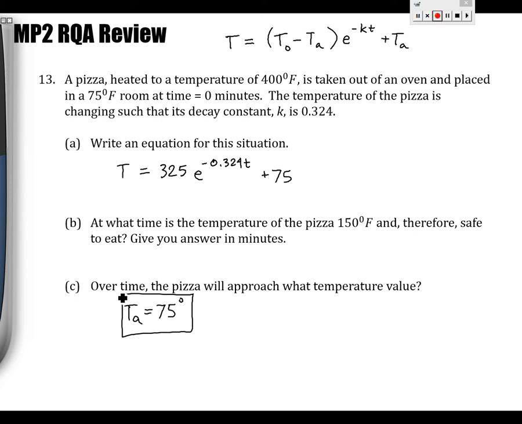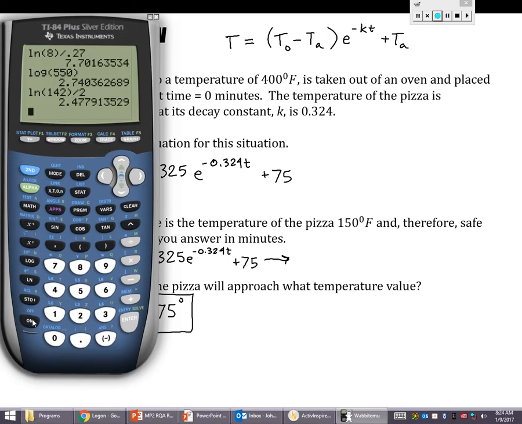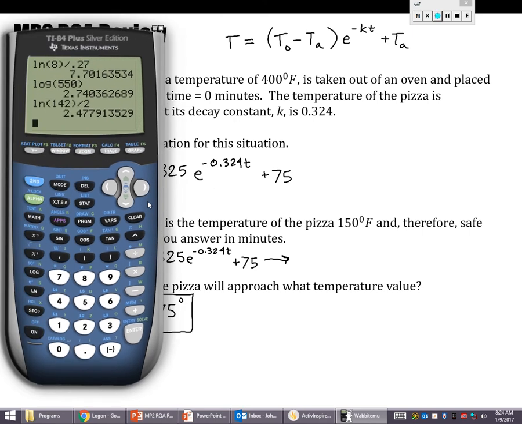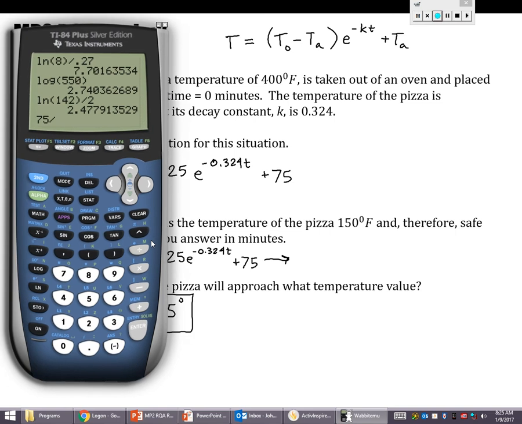Okay. At what time is the temperature of the pizza 150 and therefore safe to eat? I don't know. Solve this equation and tell me. Subtract 75, divide by 325. We'll do it all real quick. Doesn't take long. Well, that'll be 75 divided by 325.